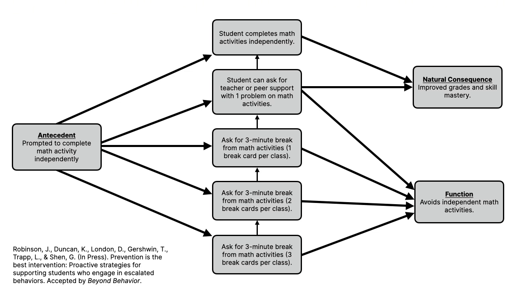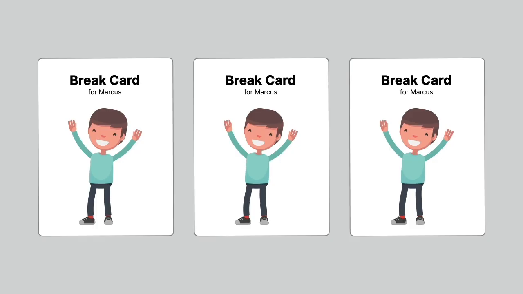Based on data collection prior to the implementation of the DRA procedure, it was noted that Marcus typically engaged in property destruction 2 to 3 times per math class. In order to render engaging in property destruction irrelevant, Marcus was provided the opportunity to present 3 break cards in class in order to take brief activity breaks.